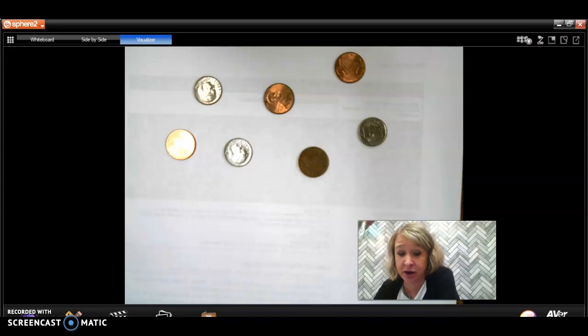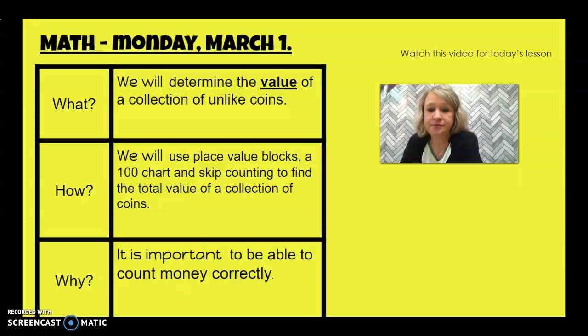So let's go look at how we can count a group of unlike coins to find the value. Ready? Let's go. So today we will determine the value of a collection of unlike coins. How are we going to do this? We're going to use place value blocks, a 100 chart, and skip counting to find the total value of a collection of coins. Why is this important? It is important because we need to be able to count money correctly.